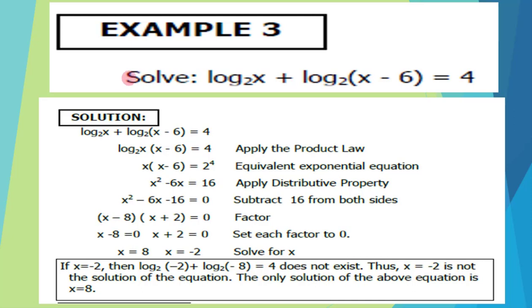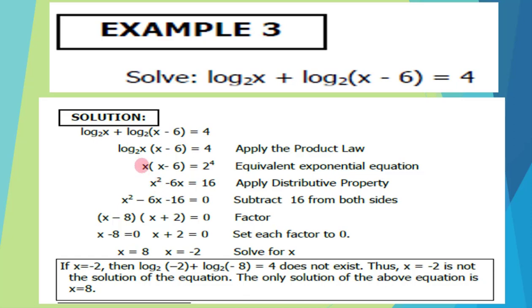Example 3. Solve for x: log of x to the base 2 plus log of quantity x minus 6 to the base 2 equals 4. So we copy the original equation. Then, since this is plus, we can multiply x times quantity x minus 6. So we have here the log of this expression to the base 2 equals 4. Applying the product law, we have x times quantity x minus 6 equals 2 raised to 4. This is the equivalent exponential equation of the given logarithmic equation.